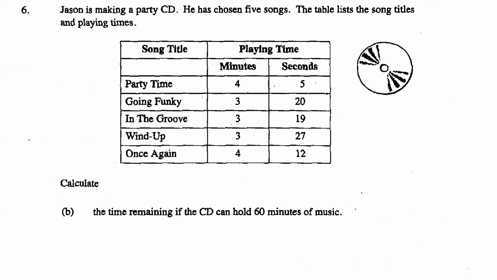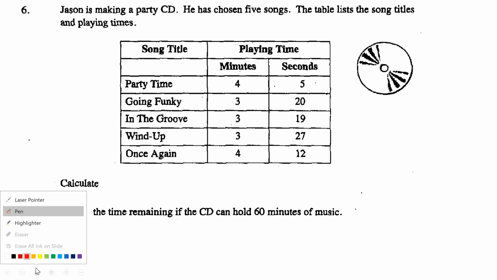We're still on number 6, but we're going to go on to B. It says the time remaining if the CD can hold 60 minutes of music. So let's do it. Remember, all we need to do is subtract or take away 18 minutes and 23 seconds from 60 minutes. So let's do that.